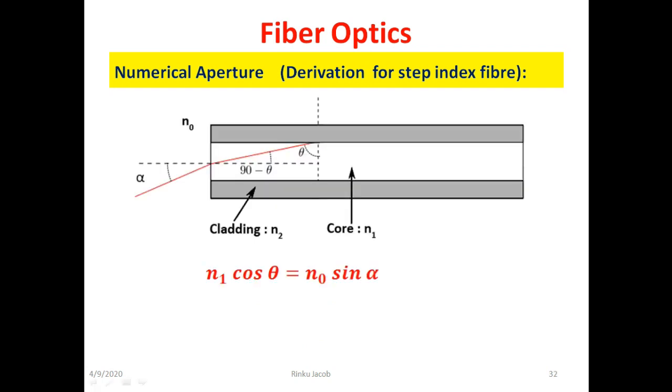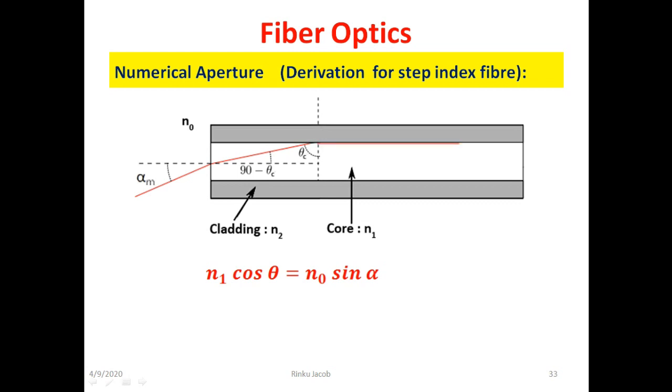Now let us look back to the figure. If we increase the value of acceptance angle alpha, then the angle theta produced at the core cladding interface will also increase. Below a particular value of acceptance angle alpha, the angle theta will become greater than the critical angle for the core cladding interface, which is essential for the total internal reflection to take place.